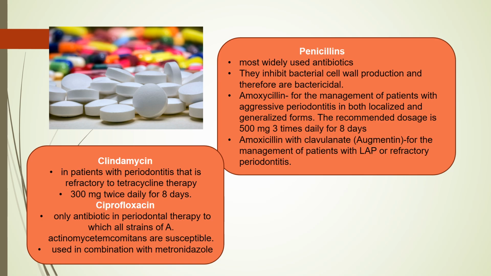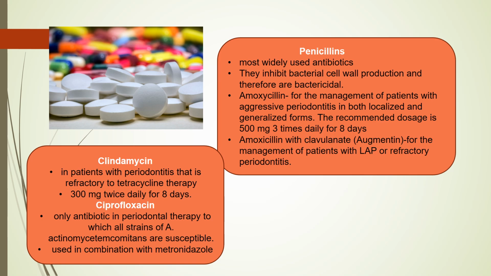Mainly coming to amoxicillin, it is a semisynthetic penicillin with an extended anti-infective spectrum, which includes gram-positive and gram-negative bacteria. This is mainly used for the management of patients with aggressive periodontitis in both localized and generalized forms, and the recommended dosage is 500 milligram 3 times daily for 8 days.